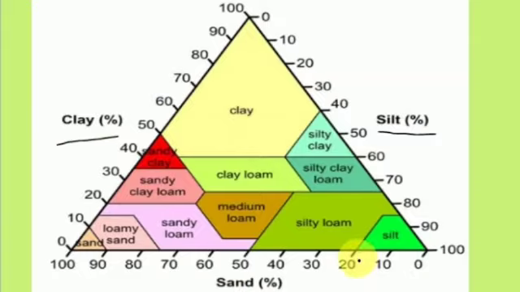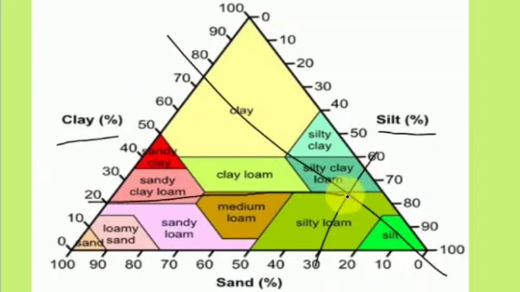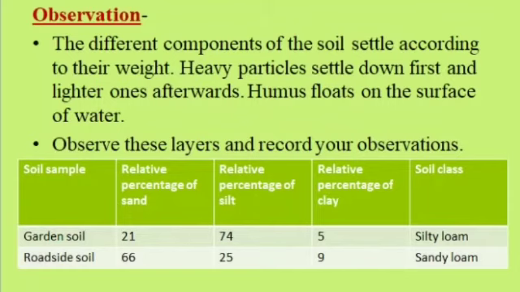For example, if a line is drawn corresponding to the percentage sand, and a second line corresponding to percentage silt, and the third line corresponding to percentage clay, then we come to a conclusion wherever these three lines intersect each other. This intersecting point lies in the portion where silty loam is written. So the sample that we have taken is silty loam.